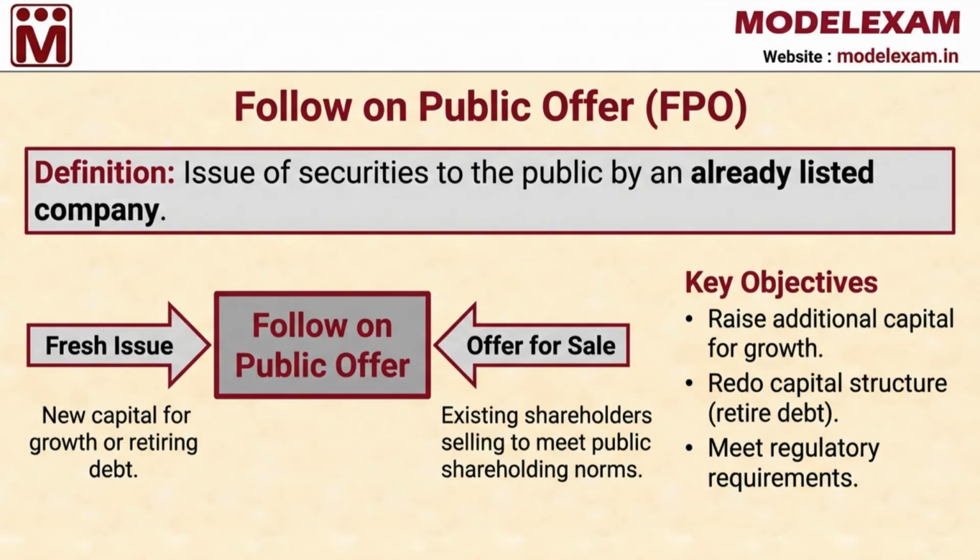Moving on, what happens if a company is already listed on the stock exchange but needs to raise money again? This is called a follow-on public offer, or FPO. Just like an IPO, this can involve issuing fresh shares to raise new capital for growth or to pay off debt. Alternatively, it can be an offer for sale where existing shareholders sell their stakes to the public. Sometimes companies issue an FPO simply to meet regulatory requirements regarding public shareholding norms.